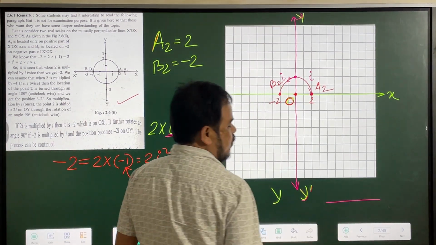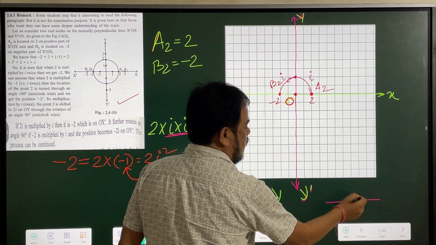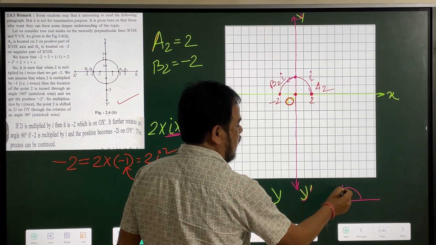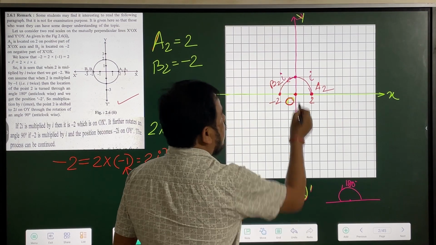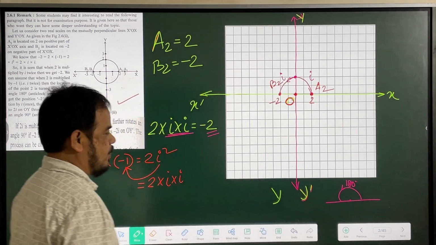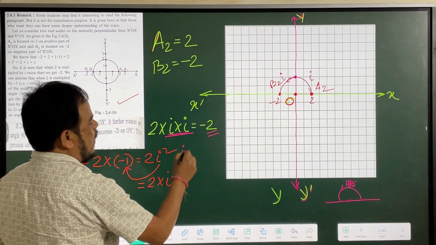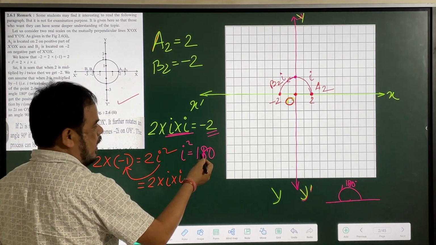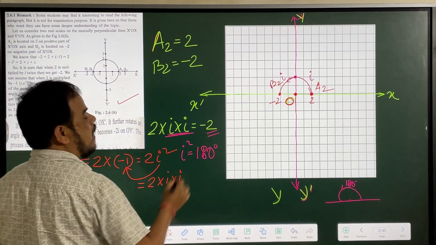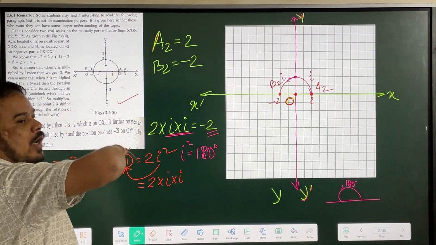Here, this is a straight line. This is a point. So if it moves anticlockwise or clockwise, no problem. This is always a 180 degree straight line. That means i squared is equal to 180 degrees. i squared means 2 times i. 2 times i movement means 180 degrees, that means half a round.